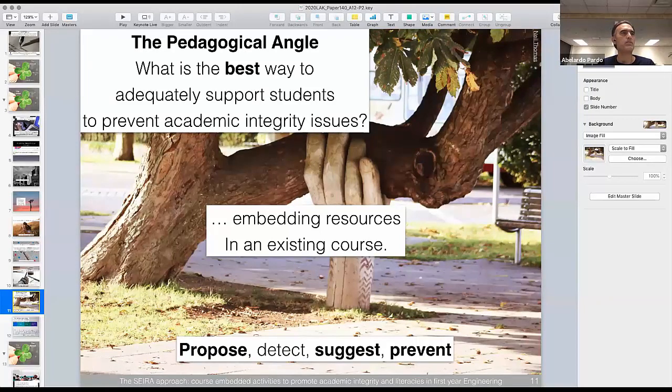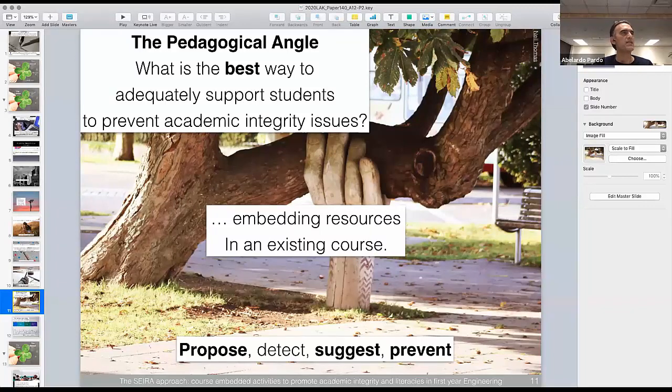The additional challenge we had in here is that we couldn't propose a self-contained academic integrity course. We needed to embed this resource in an existing course. And this is the reason why the title of this paper includes the reference to the first year engineering, because the challenge was to intervene, to propose a sound pedagogical framework to detect academic integrity issues and promote a much more thorough approach, and therefore preventing academic integrity cases.